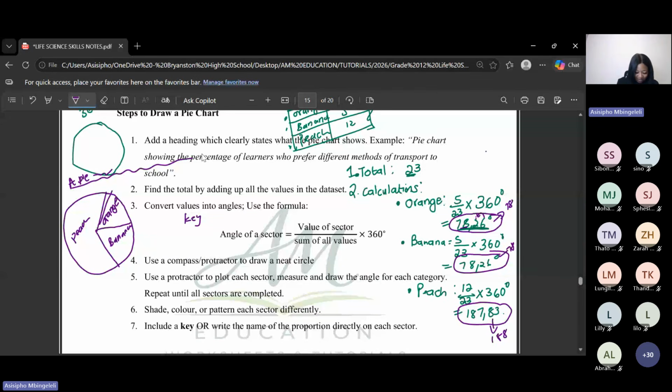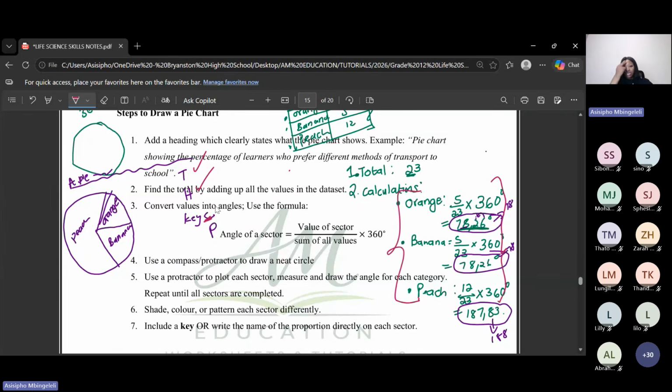How do we mark? There's a code, THCP. T, the question asked you for a pie chart. If you draw a pie chart and the sections, I give you a mark. H is for the heading. I'm seeing learners' favorite fruits, August 2026, matric or grade 12. I give you a mark. This C is for calculation. I go to your calculations and I check if they're correct. I give you 2 marks.